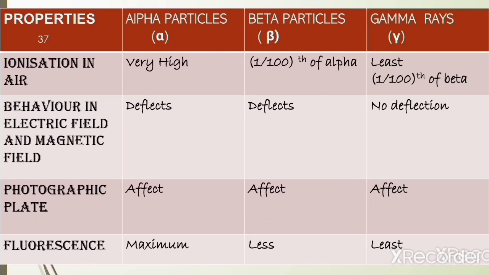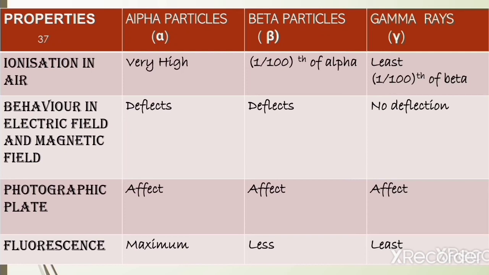In an electric field, the alpha particles deviate towards the negative plate since they are positively charged, while the beta particles deflect towards the positive plate since they are negatively charged. The gamma rays do not undergo any deflection since they don't have any charge. These three radiations also affect photographic plates and produce fluorescence.